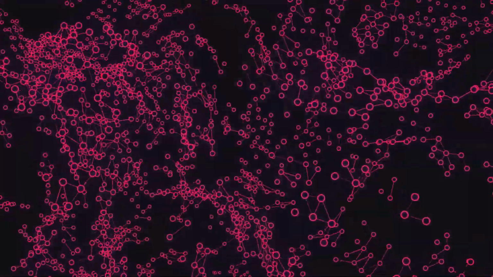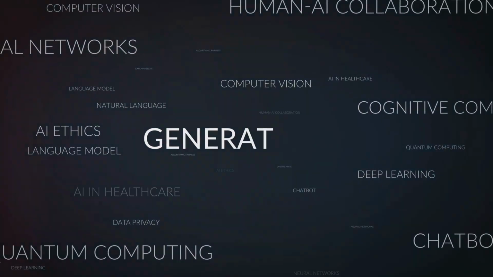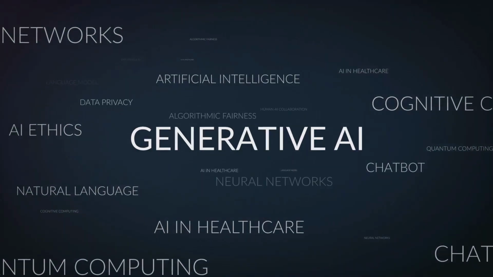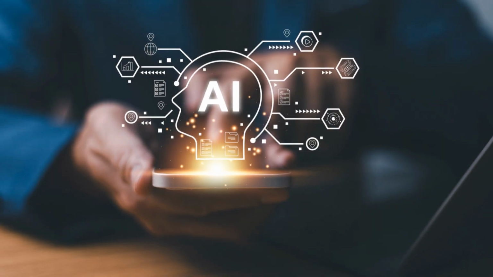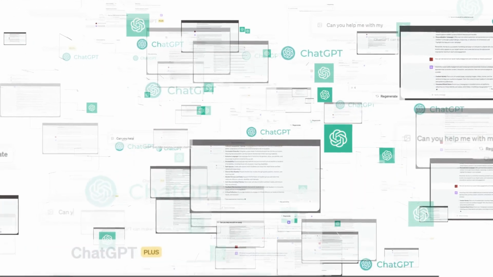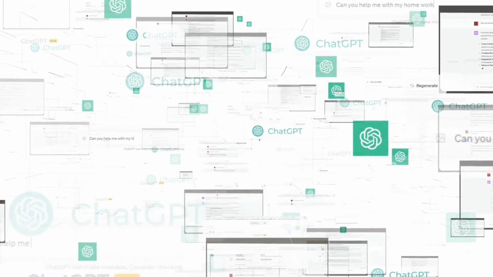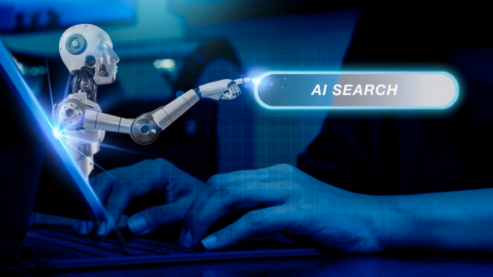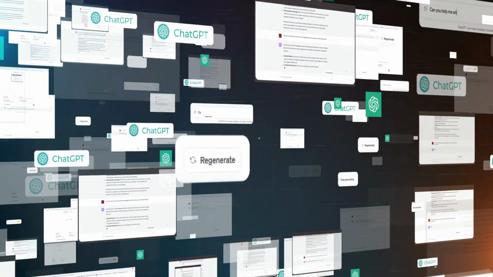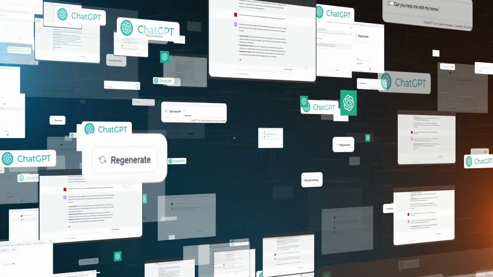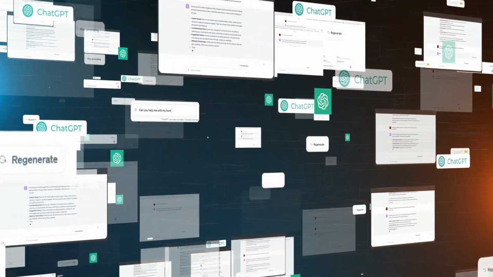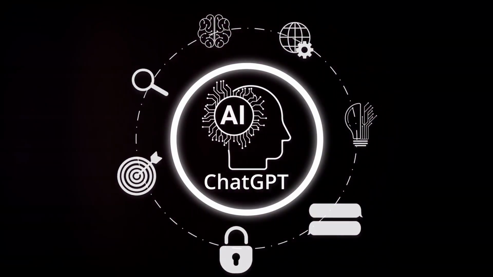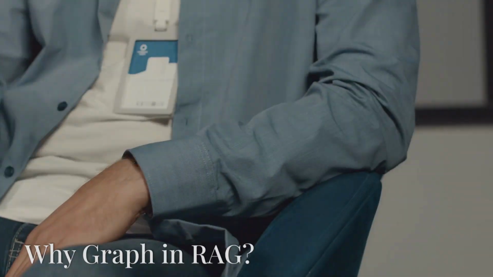So, what exactly is GraphRAG? GraphRAG stands for Graph Retrieval-Augmented Generation. It's a cutting-edge AI framework that combines graph-based structures with retrieval-augmented generation techniques to enhance the performance of language models. GraphRAG leverages the power of knowledge graphs to provide context and relevant information to language models during generation tasks. This results in more accurate, coherent, and contextually aware outputs.